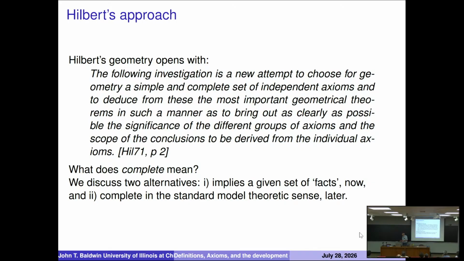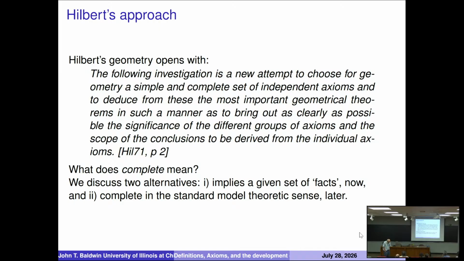Okay, and now part of this is we're trying to understand the difference in what axiomatics means in the 18th and 19th centuries, and Bolzano's questions are really very important in terms of shaping this. So Hilbert's geometry opens with, the following investigation is a new attempt to choose for geometry a simple and complete set of independent axioms, and to deduce from these the most important geometrical theorems in such a manner as to bring out as clearly as possible the significance of the different groups of axioms and the scope of the conclusions to be derived from individual axioms.